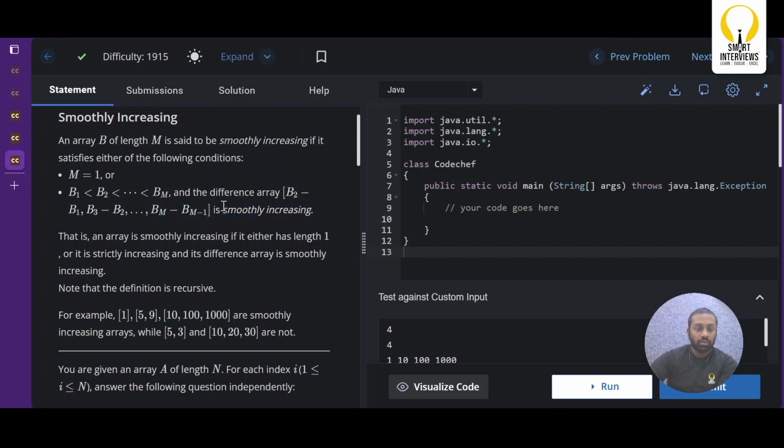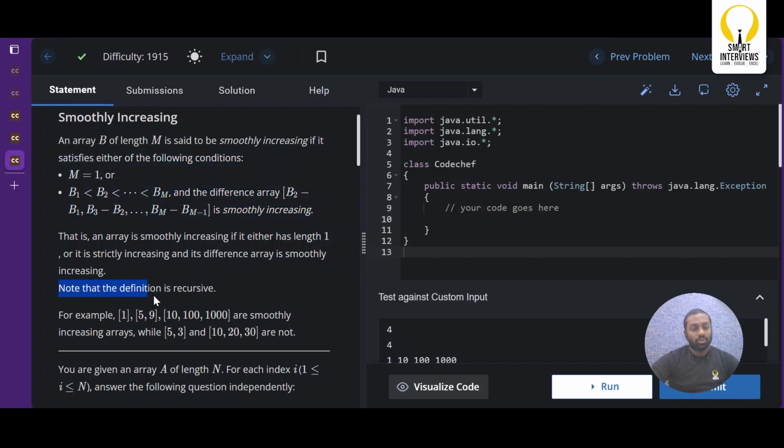Now we need to understand what this smoothly increasing means. An array is smoothly increasing if it either has length 1, or it is strictly increasing and its difference array is smoothly increasing. Now if you see this, has length 1 is the first point, strictly increasing is this part, and its difference array is smoothly increasing is this part. Whatever he has given here in words is nothing but what he explained here in expressions.